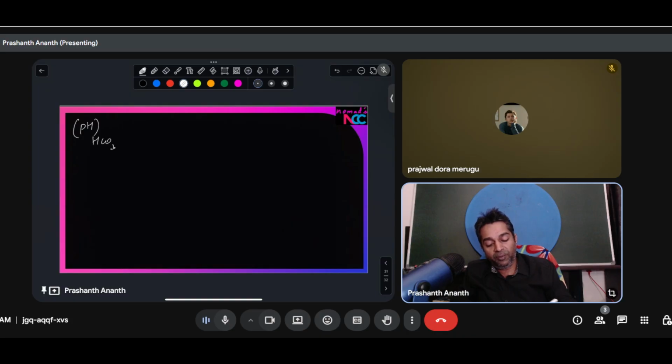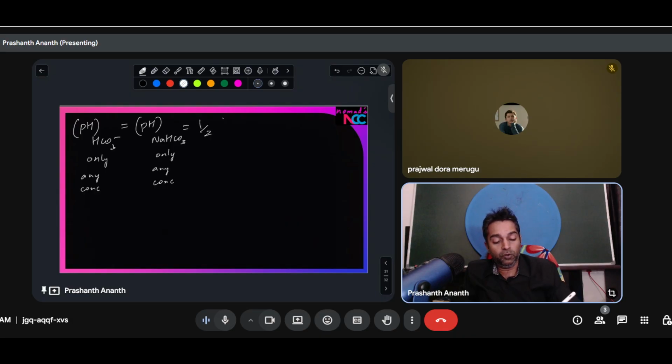Now what is HCO3 minus? I can pair it with some kind of spectator ion, meaning I can write this as the pH of NaHCO3, at any concentration. This will be equal to half into pKw plus pKa minus pKb. Correct.